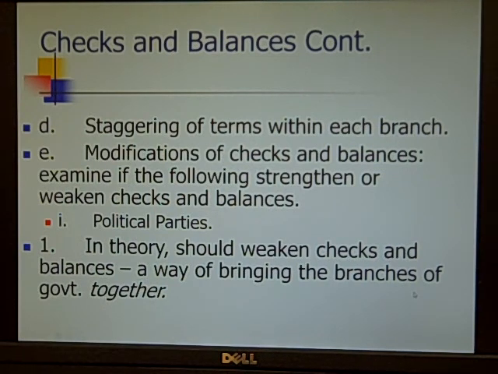Alright? There's a staggering of terms within each branch, again, so that you can't get wholesale changes in government as a result of massive shifts in political ideology throughout the population. Alright, so just so you understand, we know that the President has 4-year terms, right? The House of Representatives has 2-year terms, the Senate has 6-year terms, judges have lifetime terms, right? So there's a stagger of all of that.